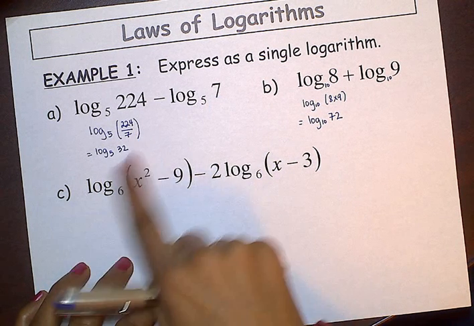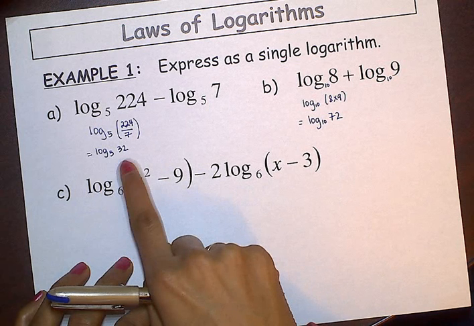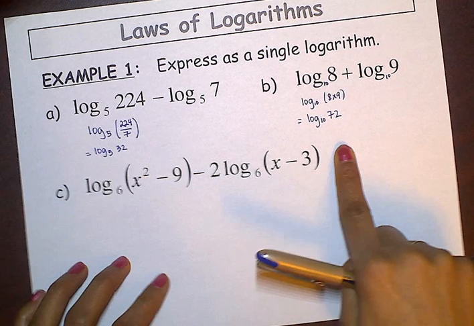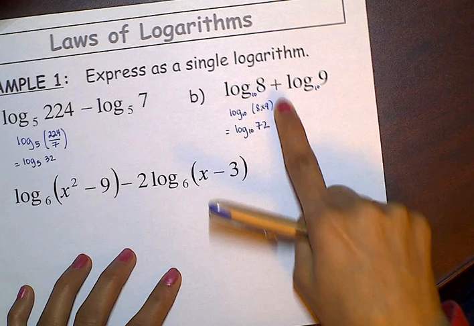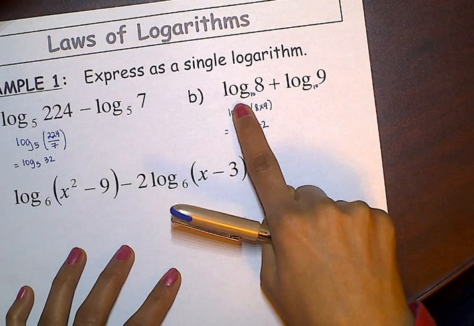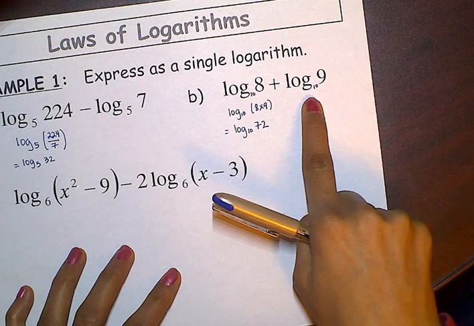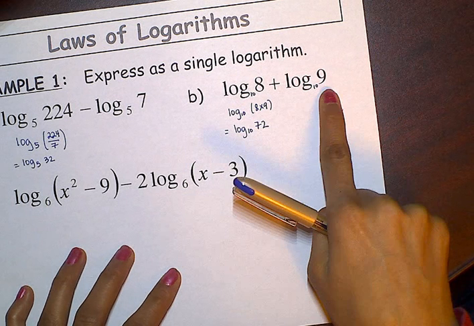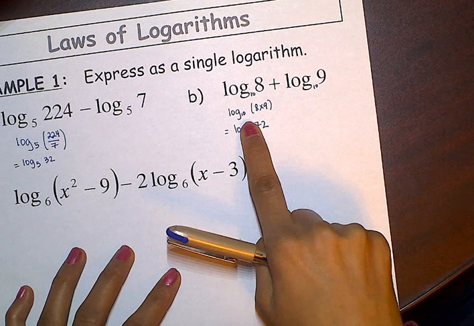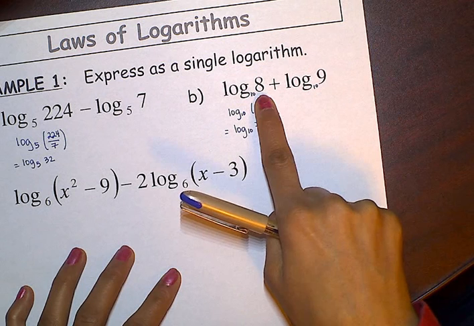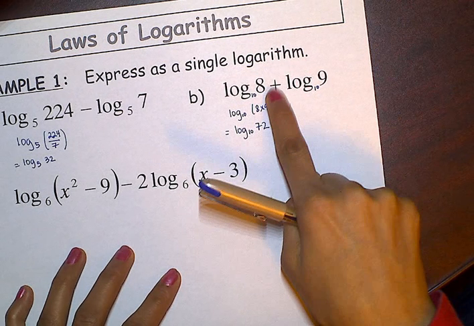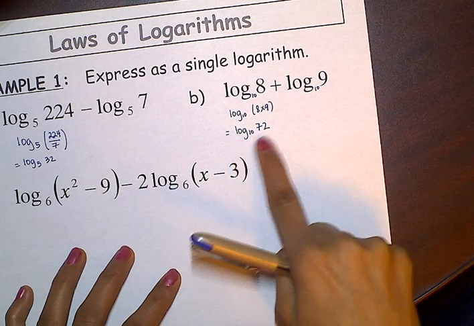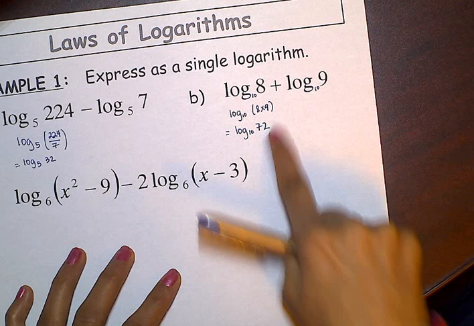Similarly, for part B, I have the sum of two logs with the exact same base, so I can write this as a log of my product. So it'll be log base 10 of 8 times 9, which simplifies to log base 10 of 72. So this is now expressed as a single logarithmic function. So let's go ahead and apply those properties with the last case as well.